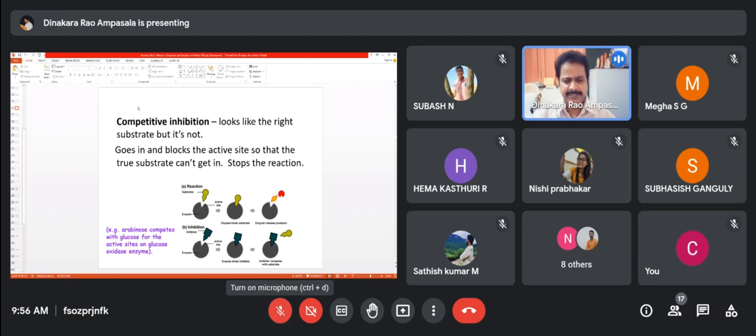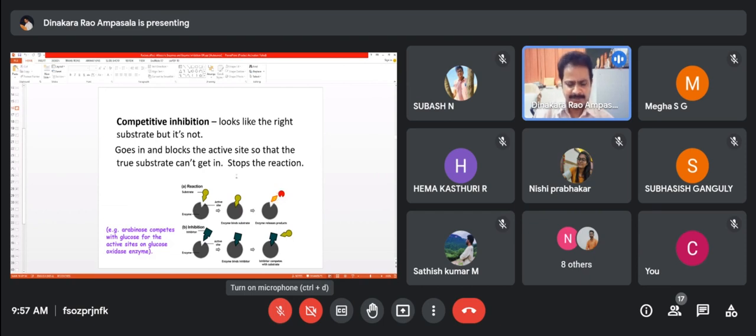For these competitive inhibitors, in panel A the enzyme interacts with the substrate, and the substrate interacts with the active site. You know the active site is the binding pocket or binding cleft, with a structure complementary to the substrate. When the substrate interacts with the enzyme, an enzyme-substrate complex is formed. Once this proceeds further, it gives a product.